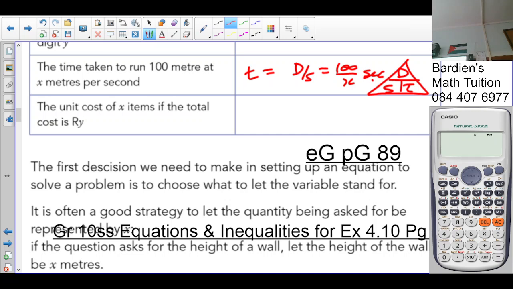Okay. The unit cost of x items if the total cost is y rand. So if there's 100 rand, it costs you 100 rand for 2 items. Then what is the cost per item? 50. How do you get 50? 100 divided by 2. So the same thing you say, y divided by x. Make sense?